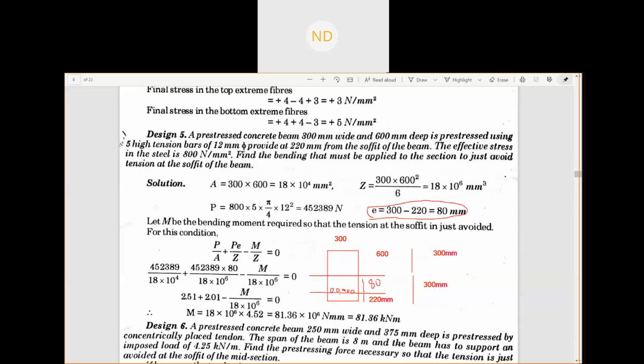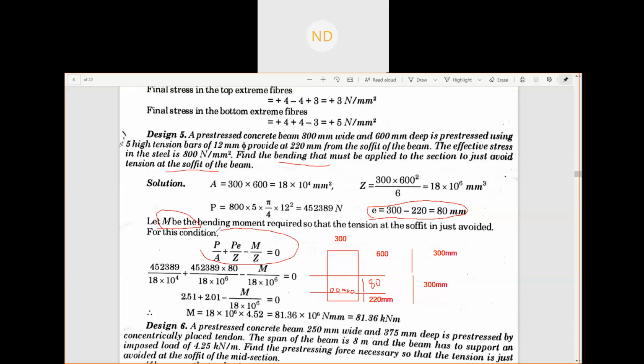Right. So 80. Now in the question we were asked to find the bending that must be applied to the section. That means we have to calculate the bending moment, because we don't know about the loads. It is not mentioned here. We also have to find it to just avoid the tension at the soffit. To avoid the tension at the soffit, we have to calculate the stresses at the bottom.